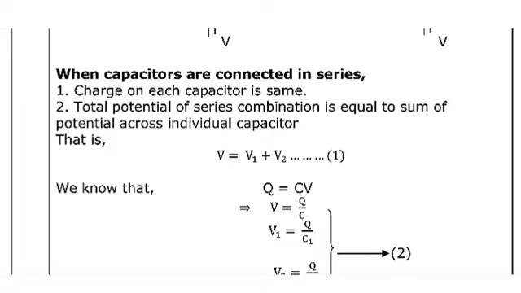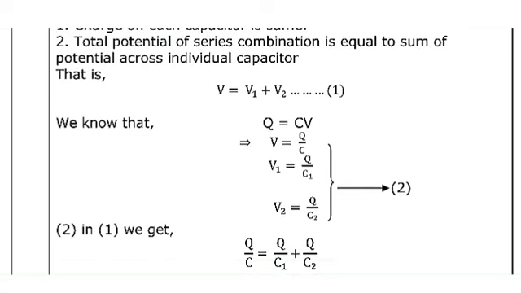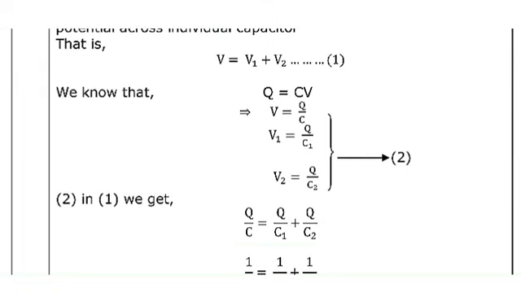Then what can we write for V1? V1 is equal to Q by C1, and for V2, V2 is equal to Q by C2. Now we can substitute these three equations in equation 1. So what happens to equation 1? In place of V, we can substitute Q by C, which is equal to, in place of V1, we can substitute Q by C1, plus in place of V2, we can substitute Q by C2.